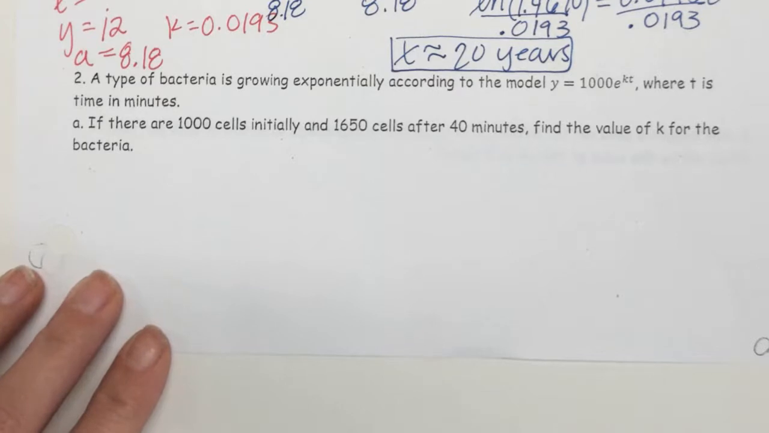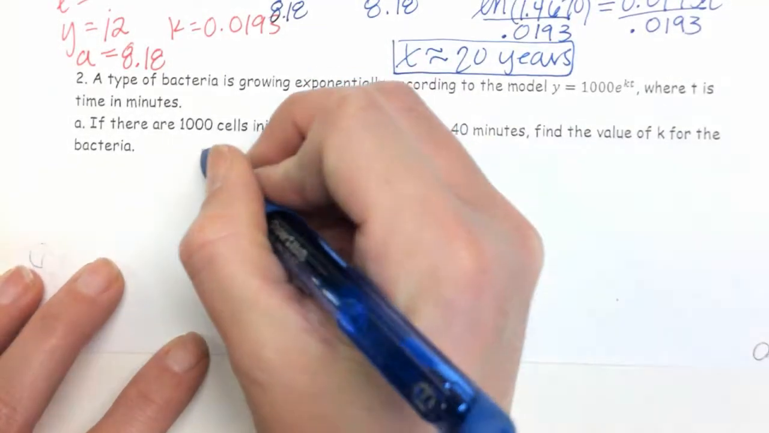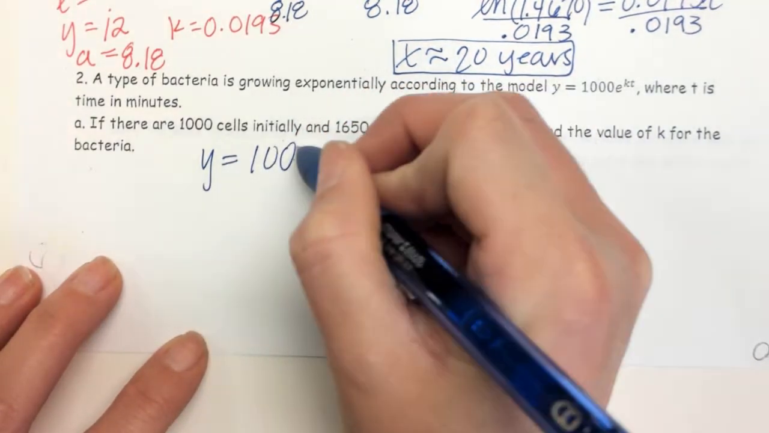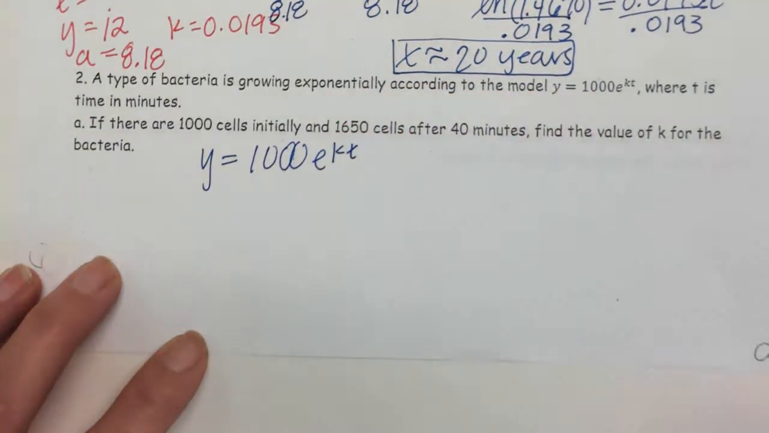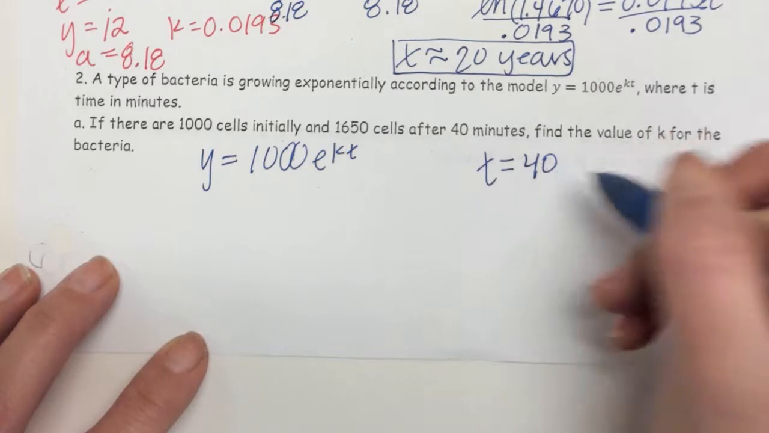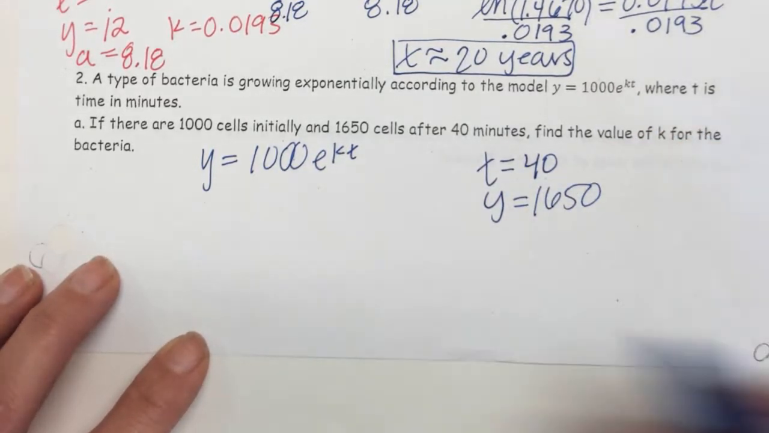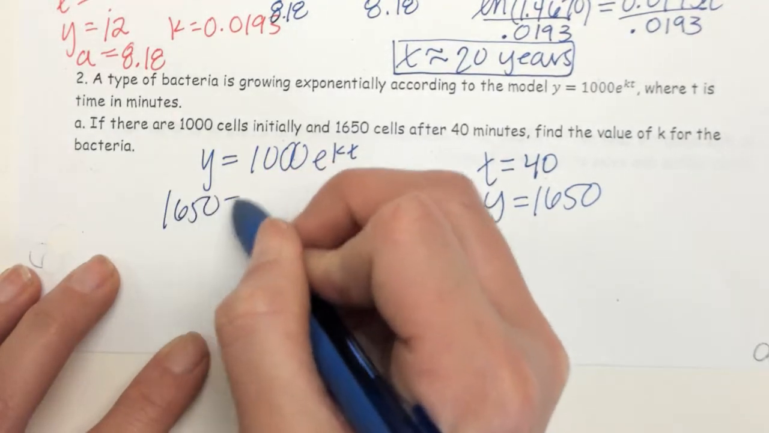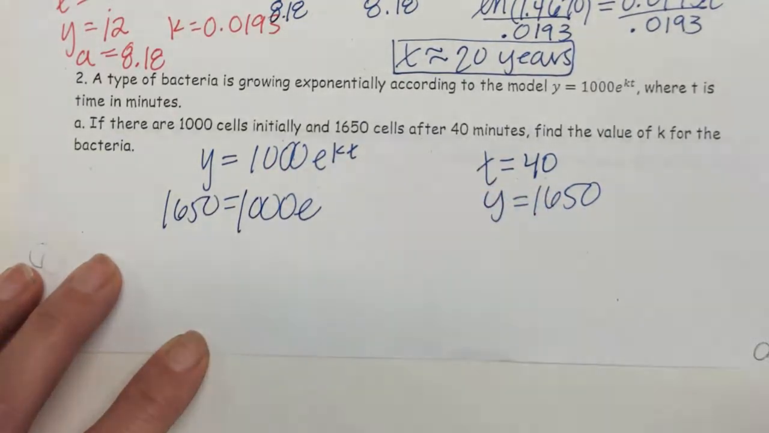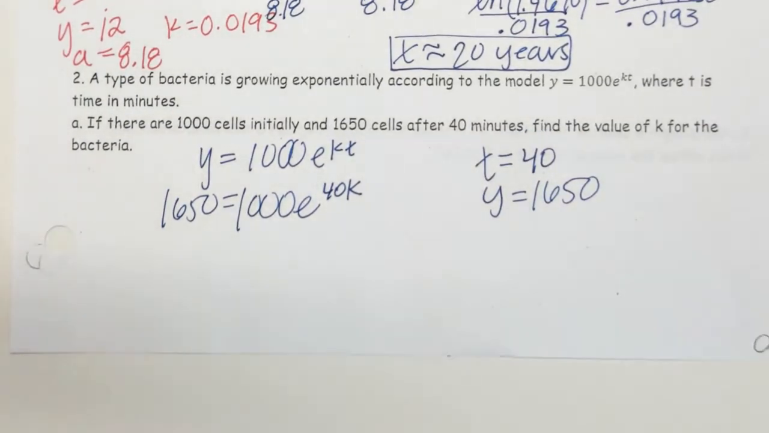So this is kind of like one you'll see on your test. Well, I'll already give you the formula within the problem. So here's the formula. We're trying to solve for which letter? K? Okay, so we just need to find t and y. What is t going to be? So 40. Good. What is y going to be? Very good. So go ahead and plug those in. 1650 equals 1000 e to the 40k. And I want you to go ahead and solve for k on your own. Don't forget k has to be a percentage, your answer.